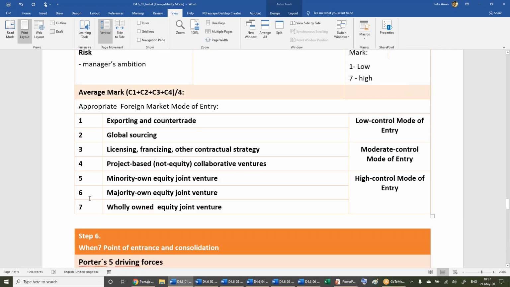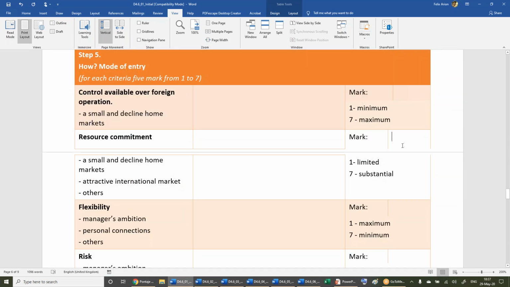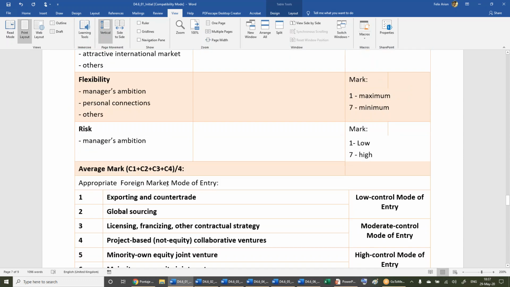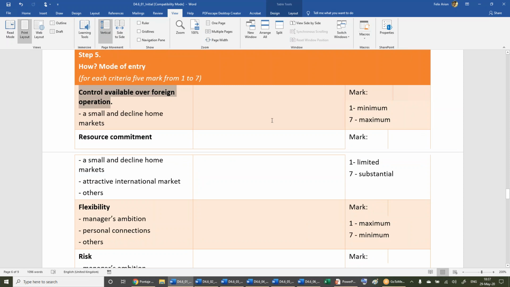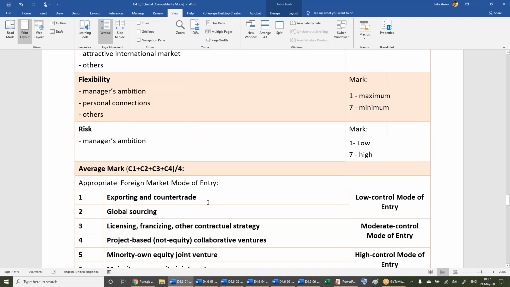So to see at which point between 1 and 7 you are, there is this methodology. You will have to give a mark between 1 and 7, and finally you will just make, of course, a very easy average of these marks, and those are how you can control the operation outside if it's possible, how you can find resources on that market, how flexible it is, and how you can really have the possibility of controlling the risk.